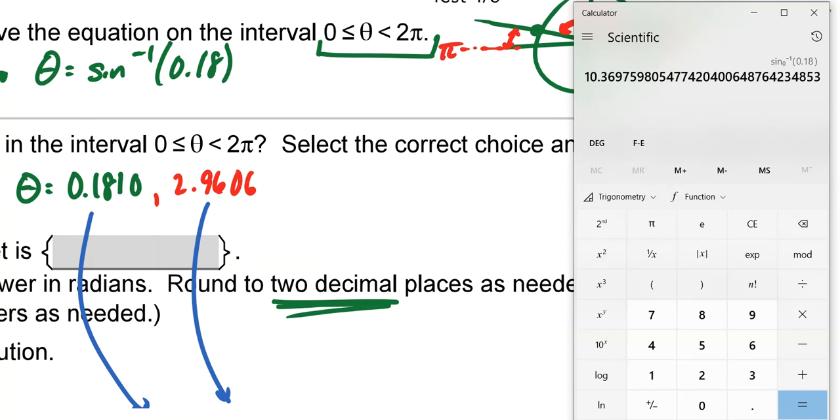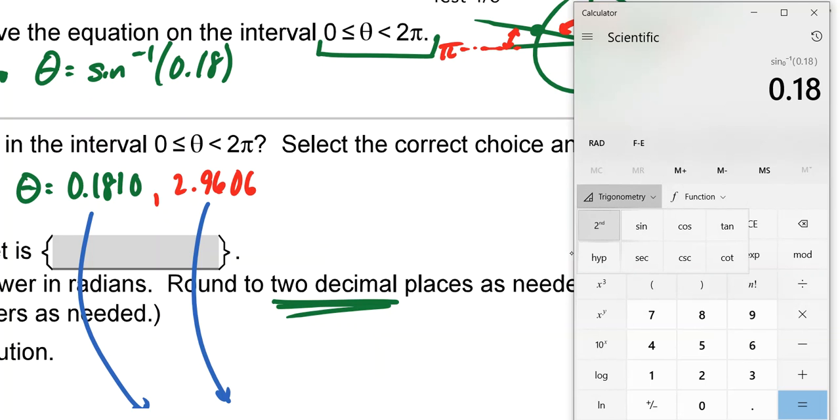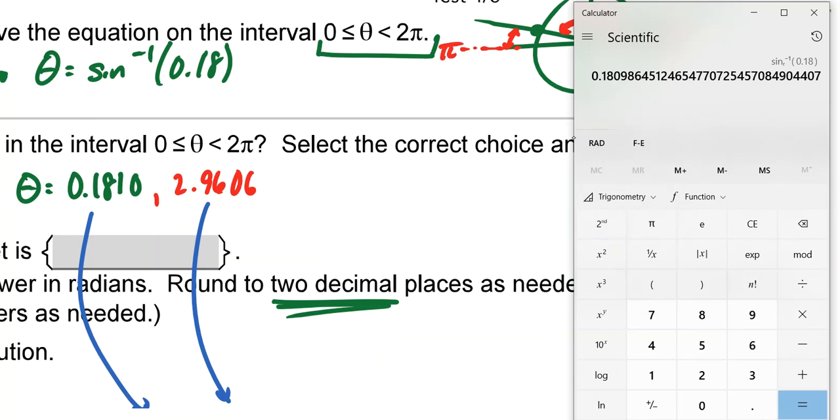But again, you've got to be very, very careful here. This calculator is in degree mode right now, so I need to switch it. And I'm going to tap the degree button, and it automatically switches to radians. I can't automatically recalculate though, so I'm going to have to punch in the work again. 0.18, trigonometry. Second button inside of the trigonometry button calls the sine inverse command, and there's the 0.1810 that we got from the other calculator.